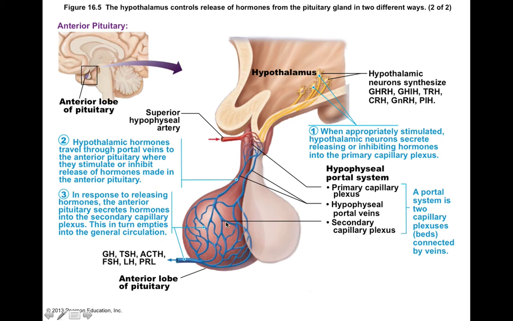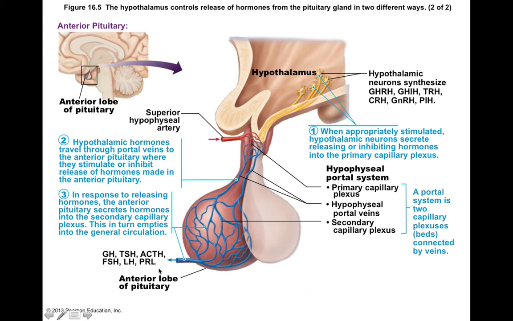Now what happens is that the anterior pituitary gland will release several key hormones here, such as growth hormone, thyroid stimulating hormone, adrenocorticotropic hormone, follicle stimulating hormone, luteinizing hormone, and prolactin.